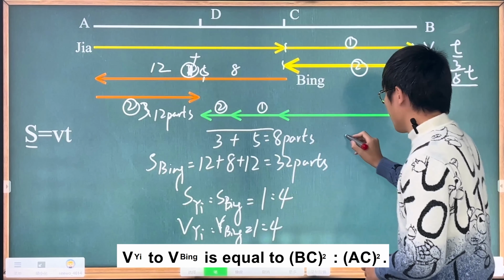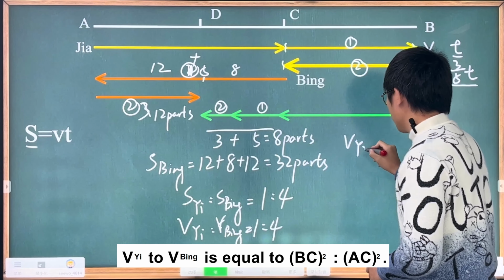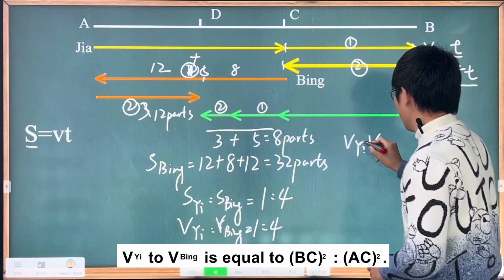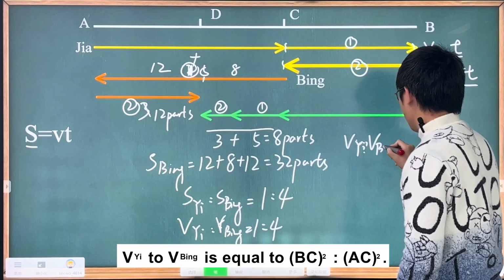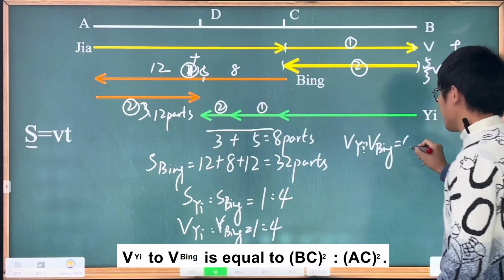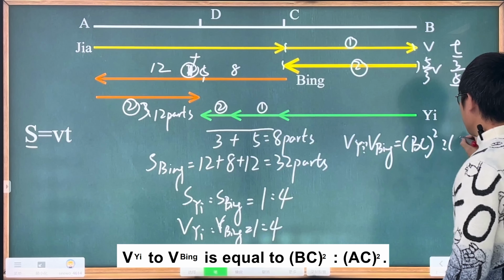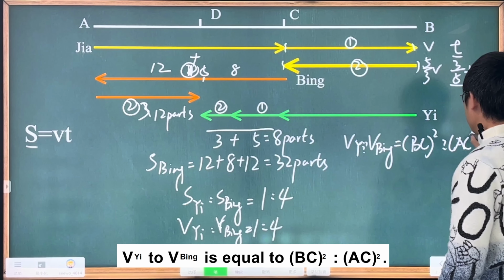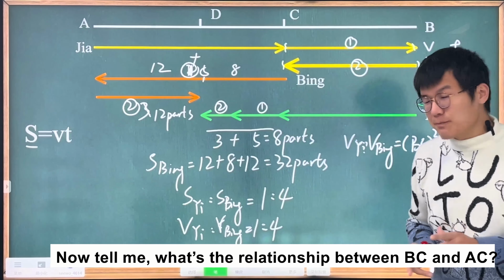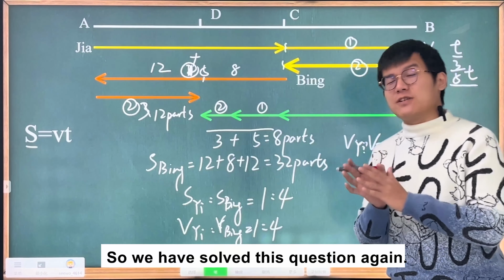We have known that VE to V being is equal to the square of BC to the square of AC. Now tell me, what's the relationship between BC and AC? Yes, we have solved this question again.